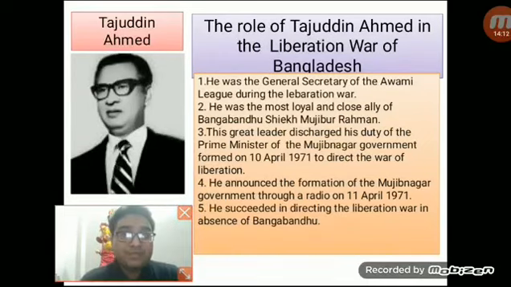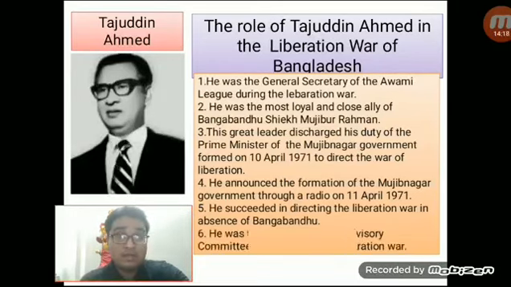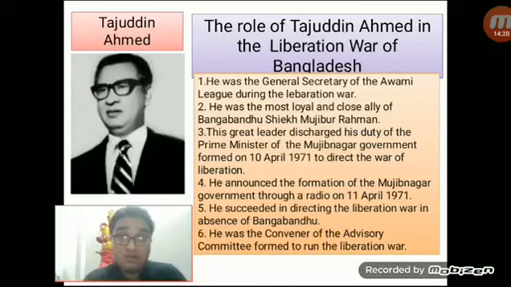Number 5. He succeeded in directing the liberation war in the absence of Bangabandhu. And number 6, he was the convener of the advisory committee formed to run the liberation war. In our liberation war, there was an advisory committee, and Tajuddin Ahmed was the convener of this committee. There are 9 members of this committee. Five were from the Mujibnagar government, and four were from the other political parties.